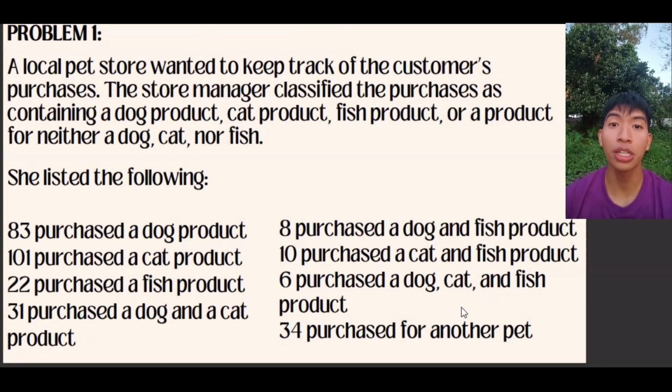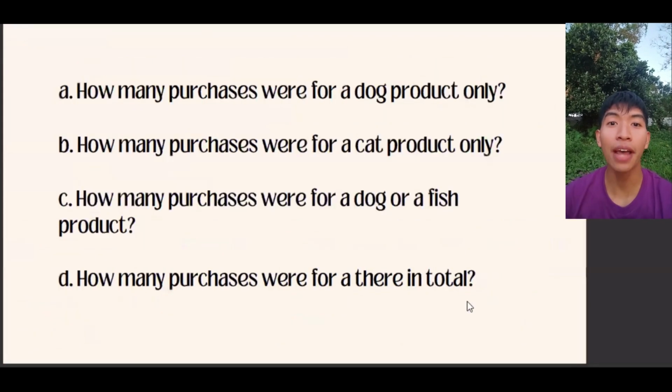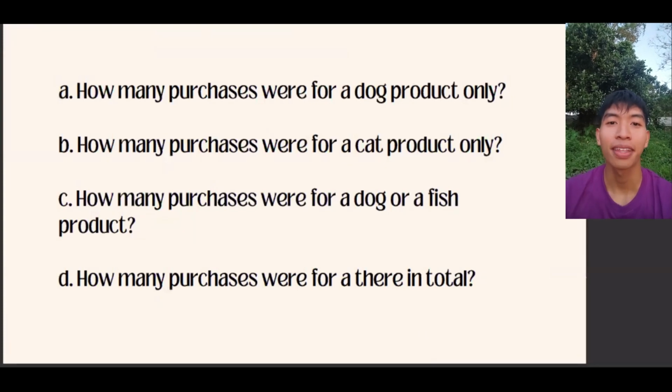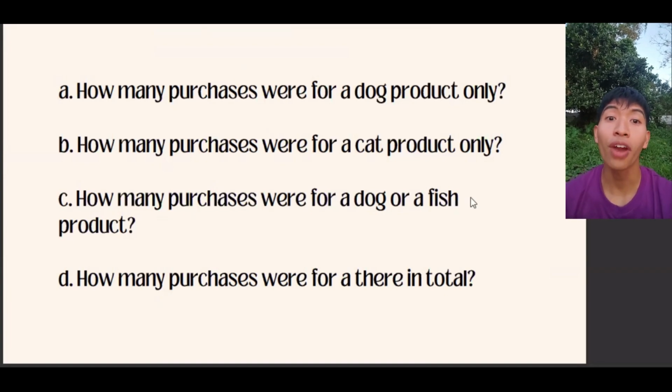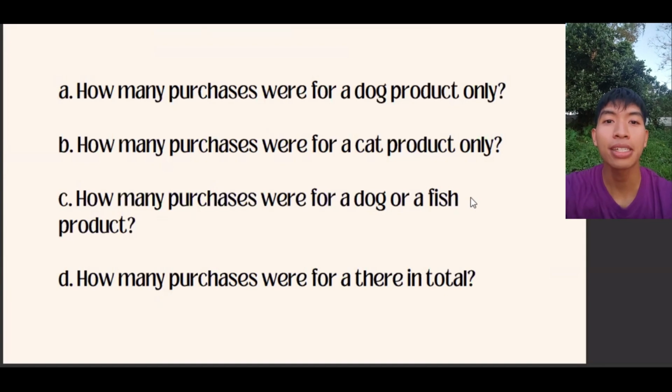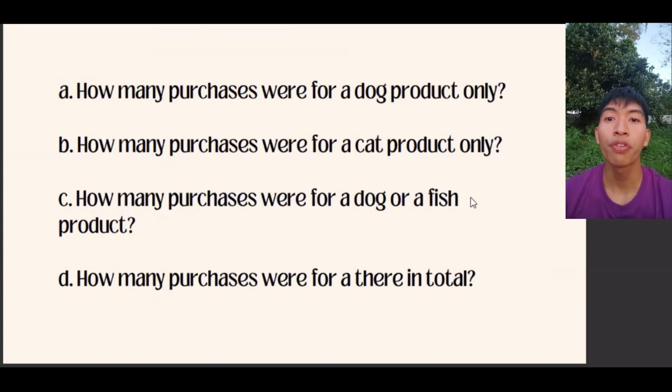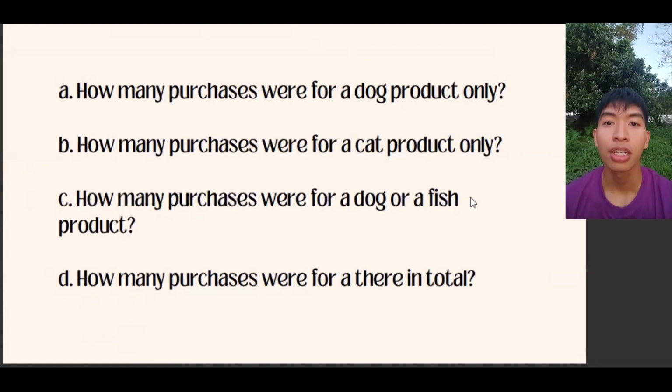So I have here 4 questions to answer, to define how many products were sold to consumers and to compute the total. A is how many purchases were for a dog product only. B is how many purchases were for a cat product only. C is how many purchases were for a dog or fish product. D is how many purchases were for a day in total. Next slide please.